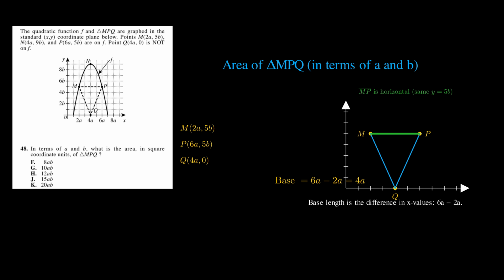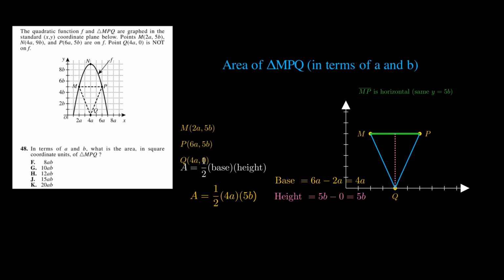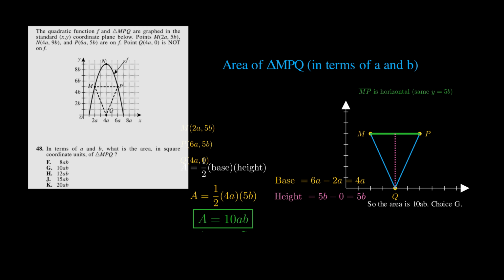Now look at point Q. Its y-coordinate is 0. The base sits at y equals 5b. So the height is the vertical distance from 0 up to 5b. That distance is 5b. Now use the triangle area formula. Area equals 1/2 times base times height. So we get 1/2 times 4a times 5b. Multiply it out. 1/2 times 4 is 2. 2 times 5 is 10. So the area equals 10ab. The area of triangle MPQ is 10ab. Choice G.